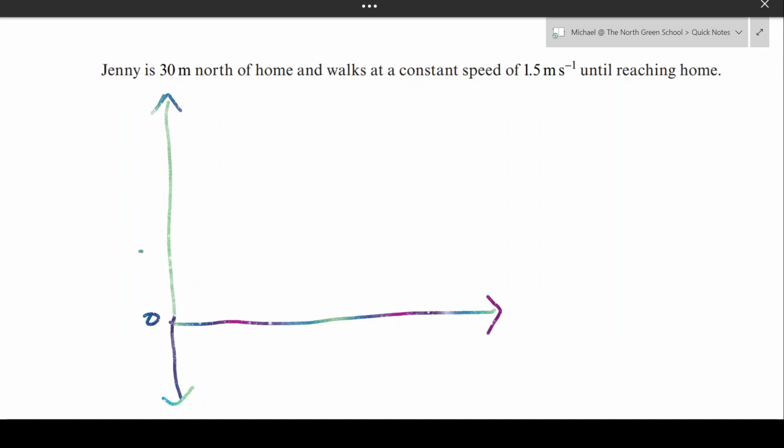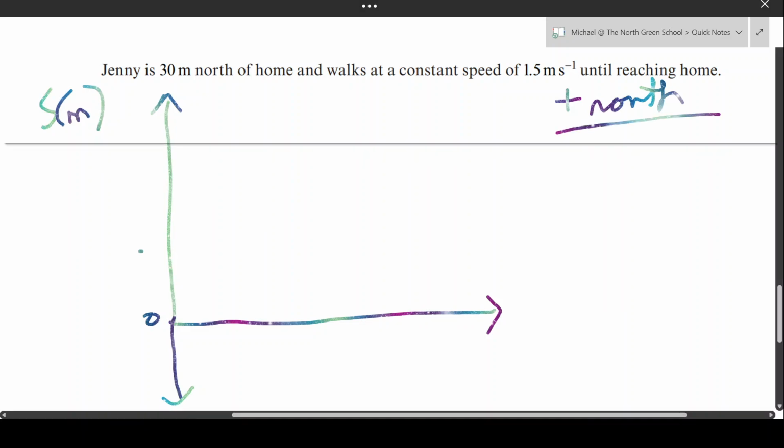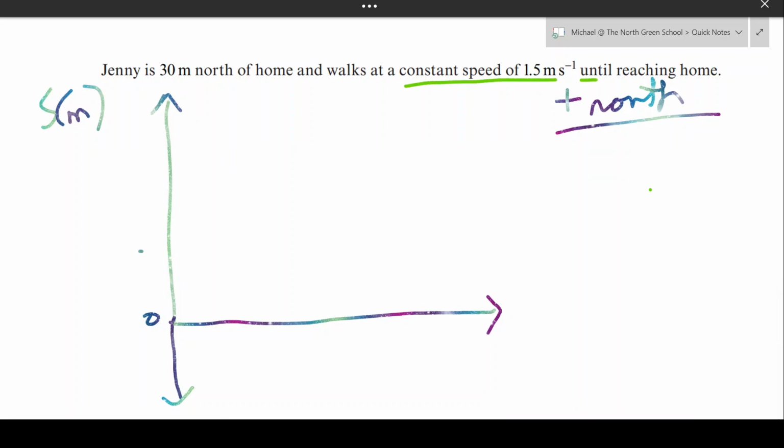Okay, now how would we do this? So this is our displacement in meters, and we said the positive part is north. We decided to take it like that, but you could also do it in reverse. It would be just as fine. There'd be no problem with doing it in reverse. So she walks at a constant speed of 1.5 until she reaches home. So she's 30 meters north of home. So where will that be? North is up here, and then 30 meters will be somewhere there. So this is 30 meters.